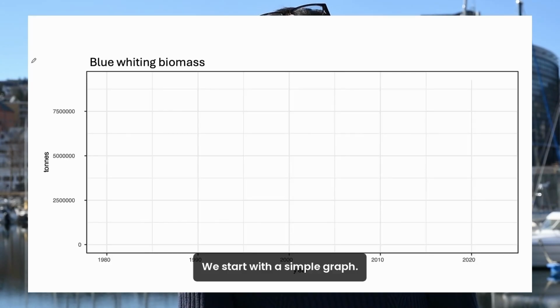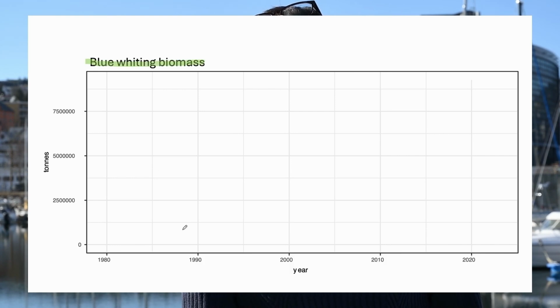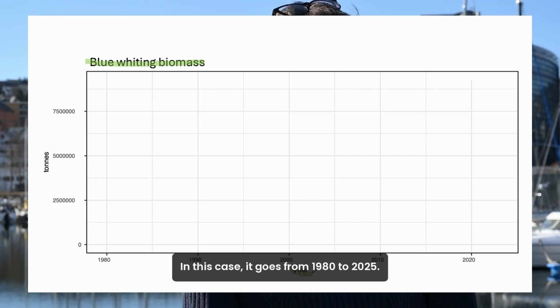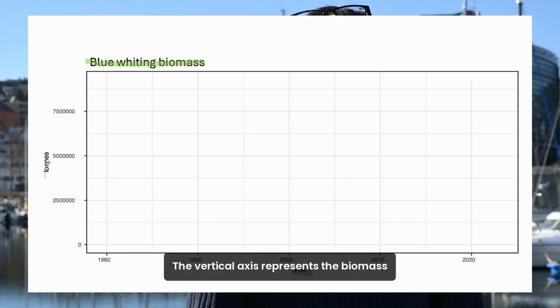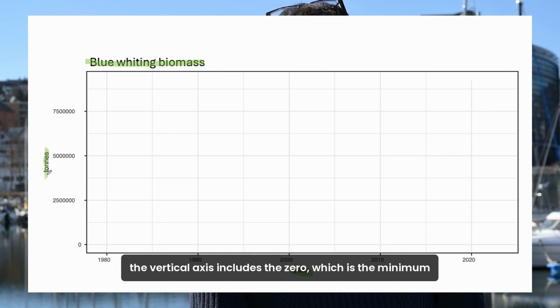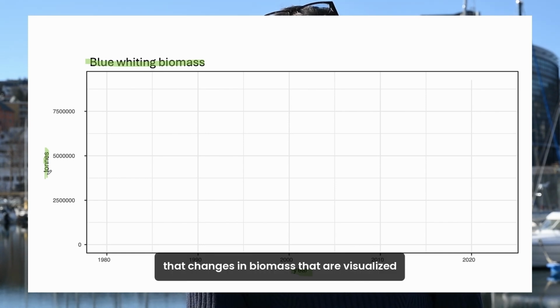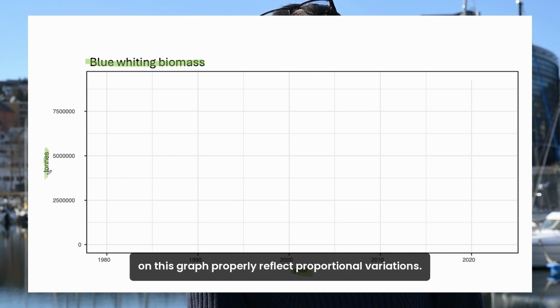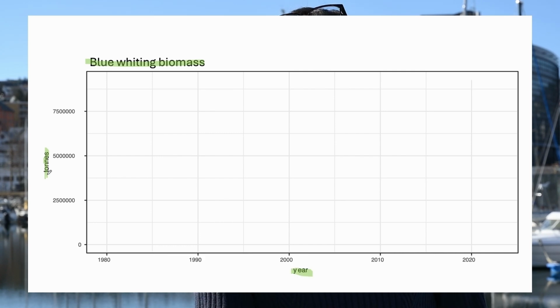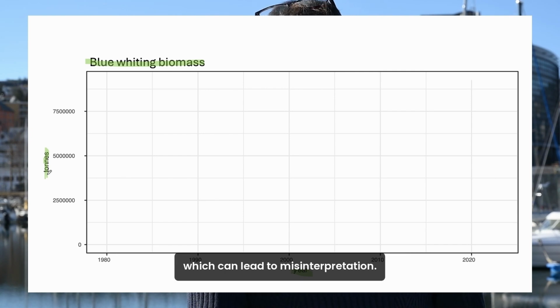We start with a simple graph. The title is at the top, and that is the indicator for the biomass of blue whiting. The horizontal axis represents time. In this case, it goes from 1980 to 2025. The vertical axis represents the biomass, and the units are indicated as tons. On this graph, the vertical axis includes the zero, which is the minimum possible biomass that could be reached. Including zeros ensures that changes in biomass that are visualized on this graph properly reflect proportional variations. Without the zero, the visual representations would distort the relative changes, which can lead to misinterpretation.